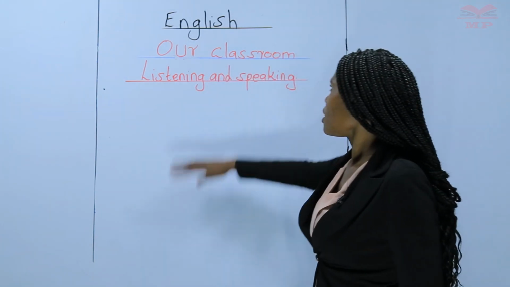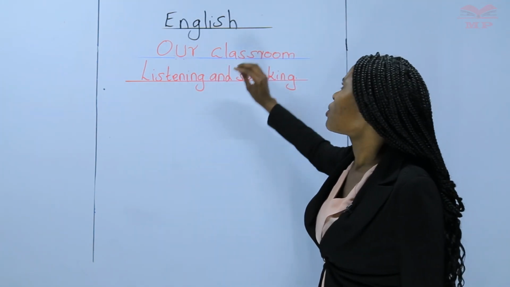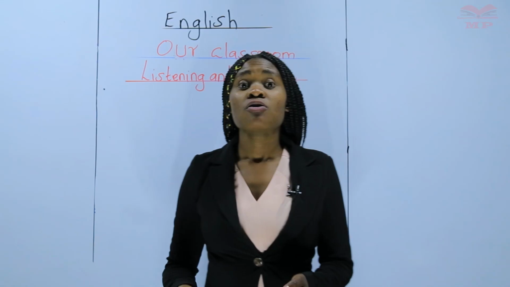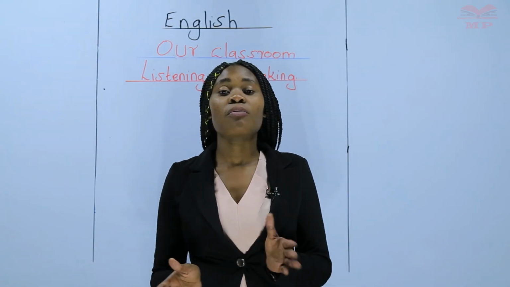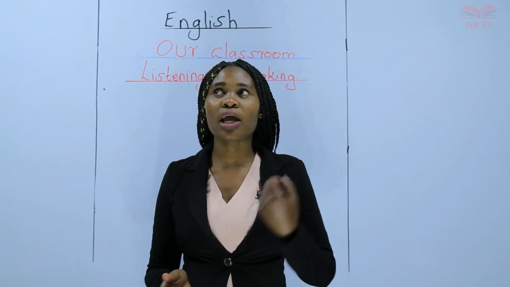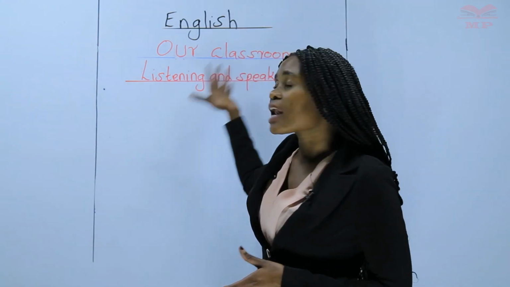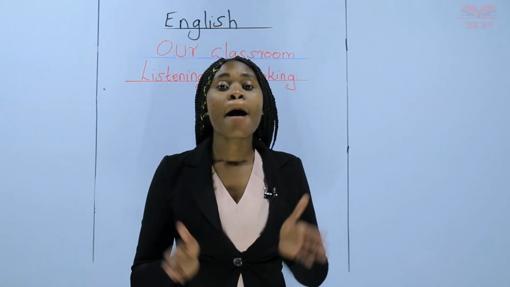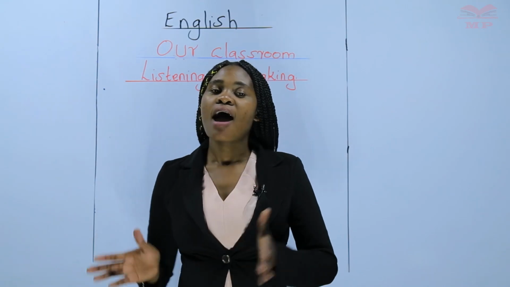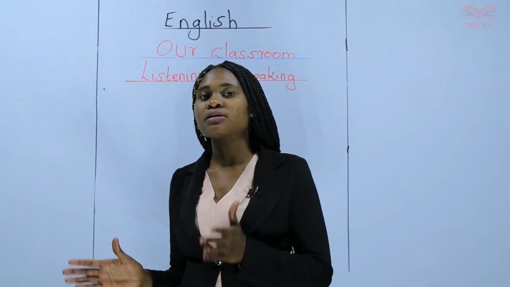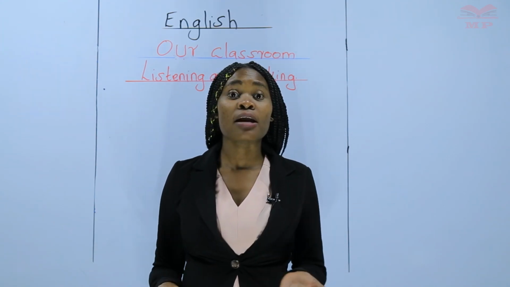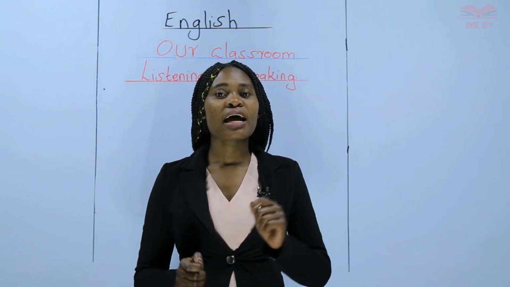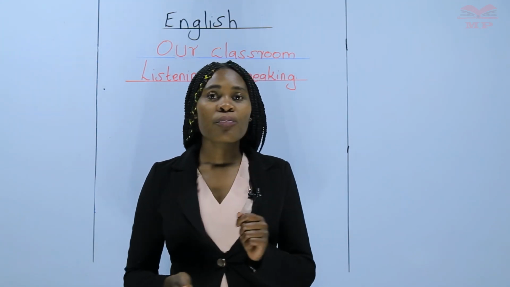So, our classroom. Let's start by knowing what a classroom is. We might know the word classroom, but when you are being asked to say the meaning of the word classroom, you might not be able to say it. So a classroom is a place where pupils learn. Most people say a classroom is a place where people learn. No, the people who learn in a classroom are called pupils.